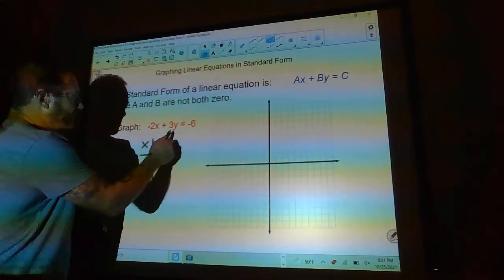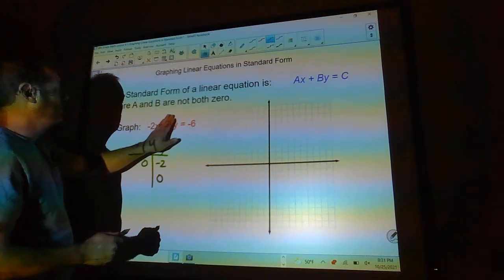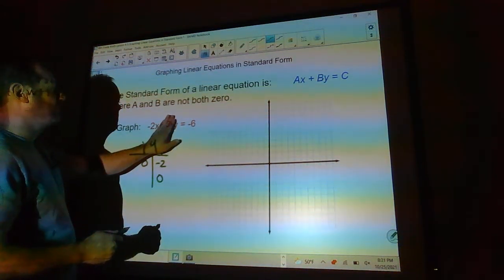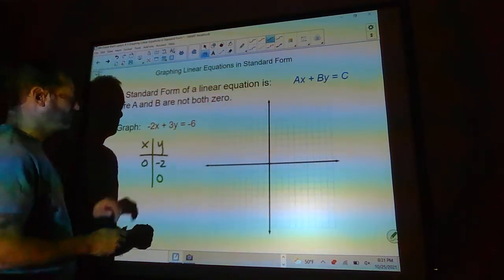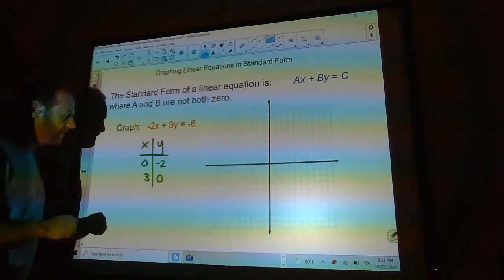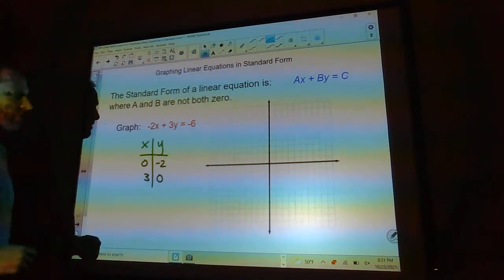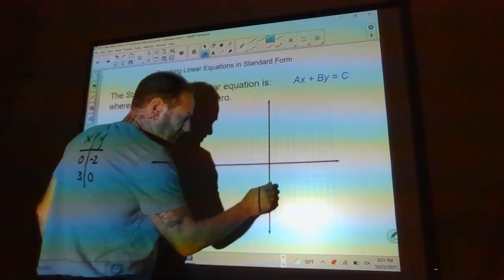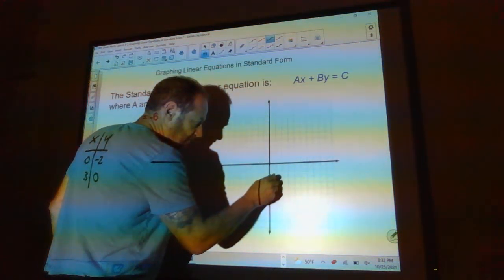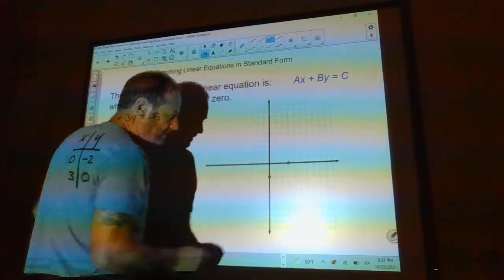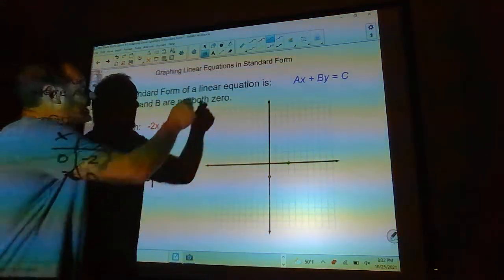Then you take the 0 and you sub it in here for the y, and you get negative 2x equals negative 6, and you divide by negative 2 and you get positive 3. Here's your y-intercept, here's your x-intercept. So you just graph those 2 points. So 0, negative 2 is going to be right here. 3, 0 is going to be right there. You got 2 points now.